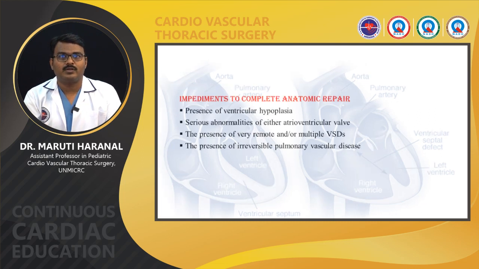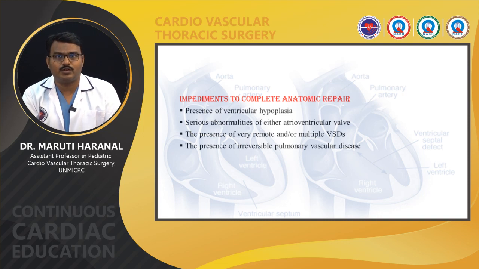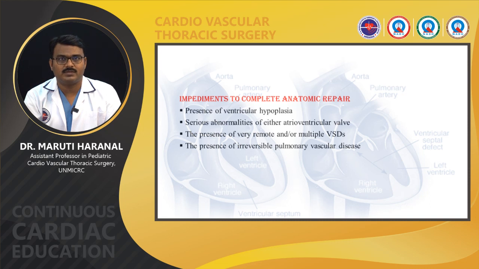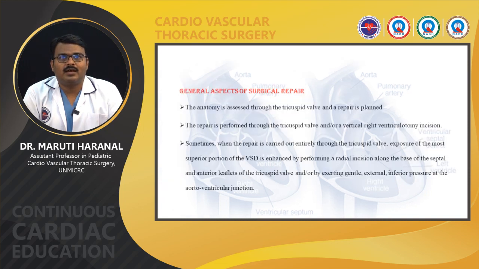There are certain impediments to the complete anatomical repair, which include presence of ventricular hypoplasia, serious abnormalities of either atrioventricular valve, the presence of very remote or multiple VSDs, the presence of irreversible pulmonary vascular disease. In general, the anatomy is assessed through the tricuspid valve and a repair is planned in a case of DORV. The repair is performed through the tricuspid valve and a vertical right ventriculotomy incision.